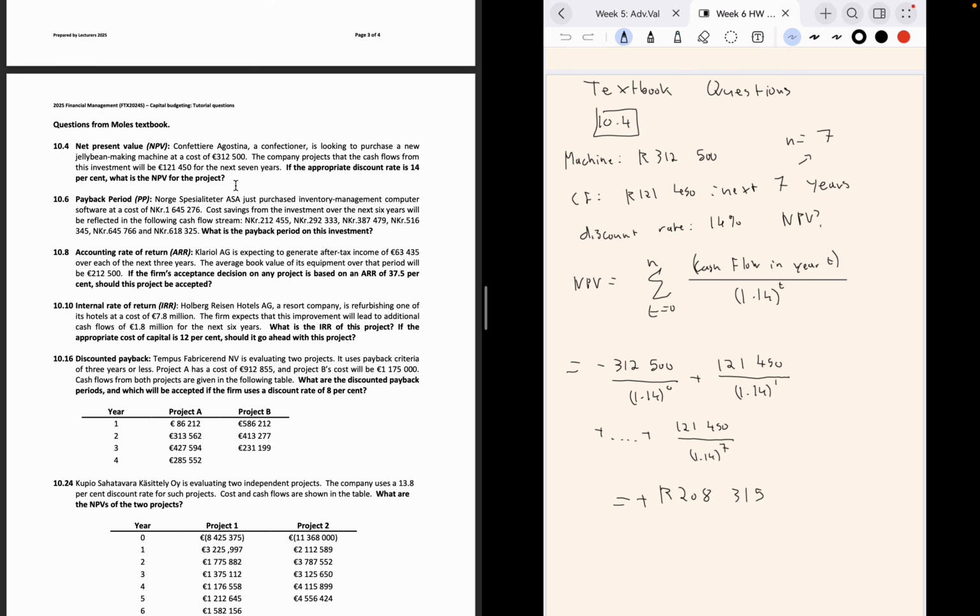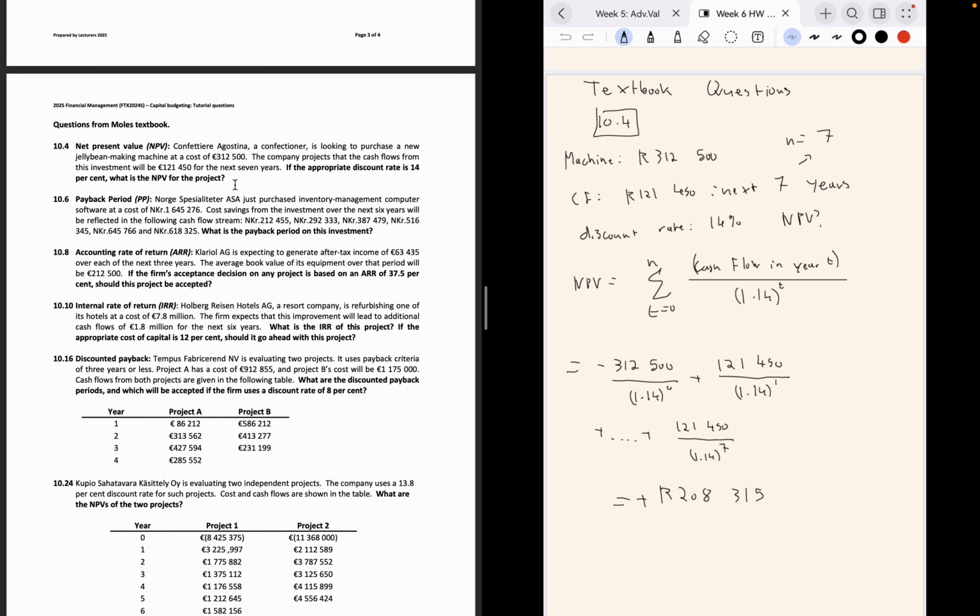So what do we know? We know the machine costs 312,500 Rand. The cash flow is 121,450 for the next 7 years. So n equals 7. The discount rate is 14%. So how do we calculate net present value? What we do is, we say sum or sigma, t equals 0 to n, of the cash flow in year t over 1.14 to the power t. 1.14 because our discount rate is 14%, right?